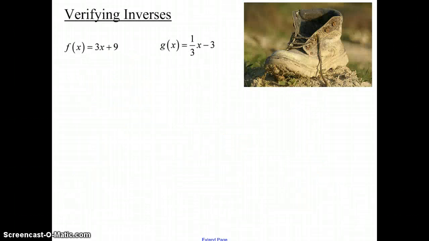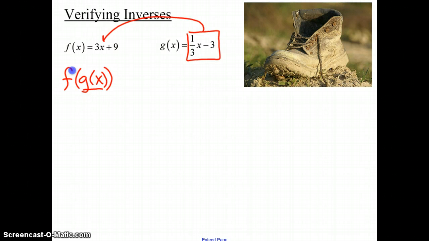Along with finding inverse relations and the inverse functions, we also need to verify inverses, meaning, how do you check or prove that these two are inverses? And it's not too tough. What you do is you do the composition of functions. F of g of x. So we're going to take g of x, just like we did yesterday, and put it into the function f. So we get 3 times (1/3 x minus 3) plus 9.